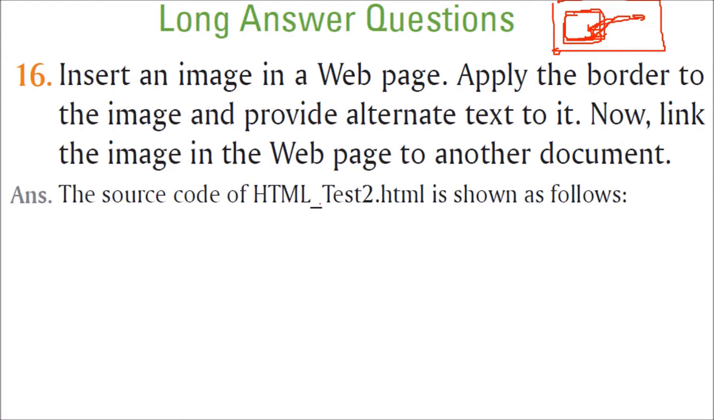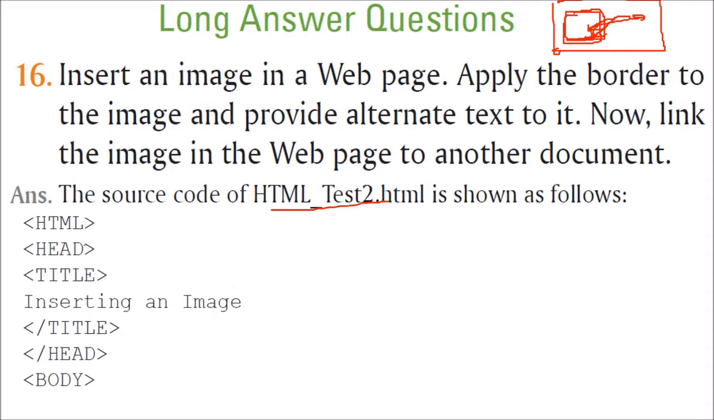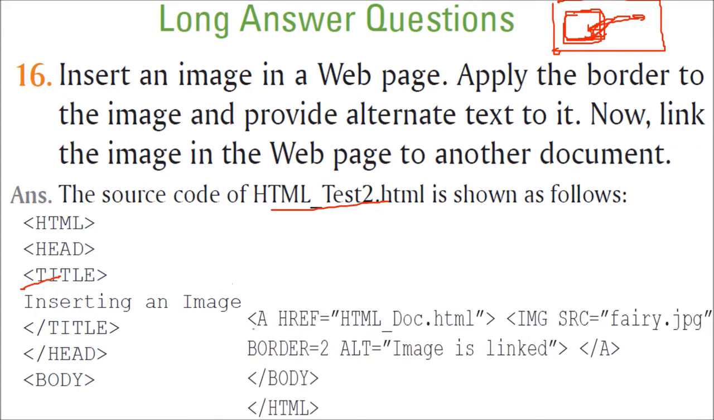So the source code of the first HTML page would be something like this. Title you can give, inserting an element, and inside this body you can give an a tag, which is to make the content a clickable link. So href is the URL where, when you click, it will take you to this .html, and you have to click on the image as per the question.